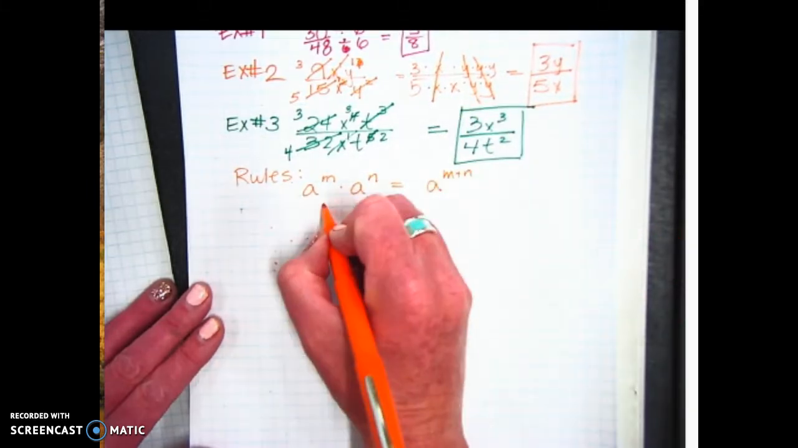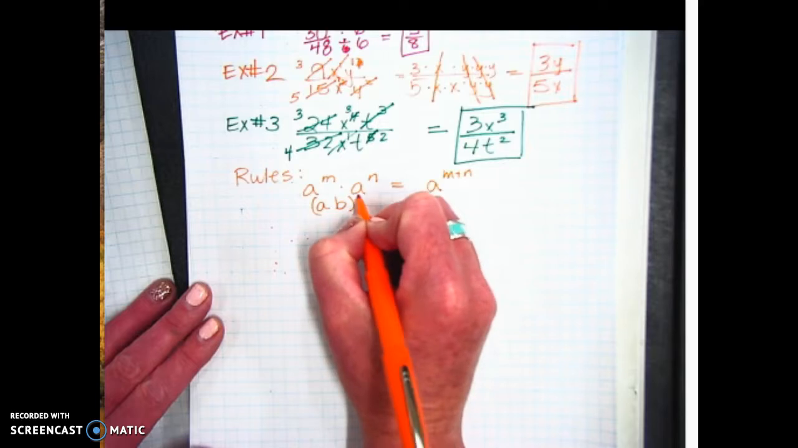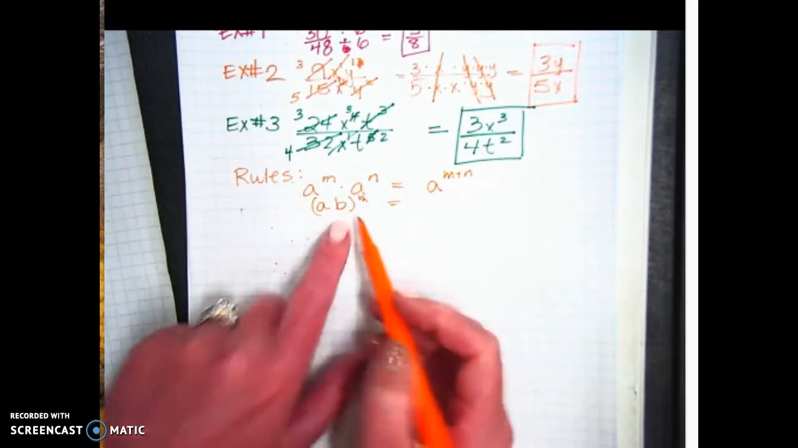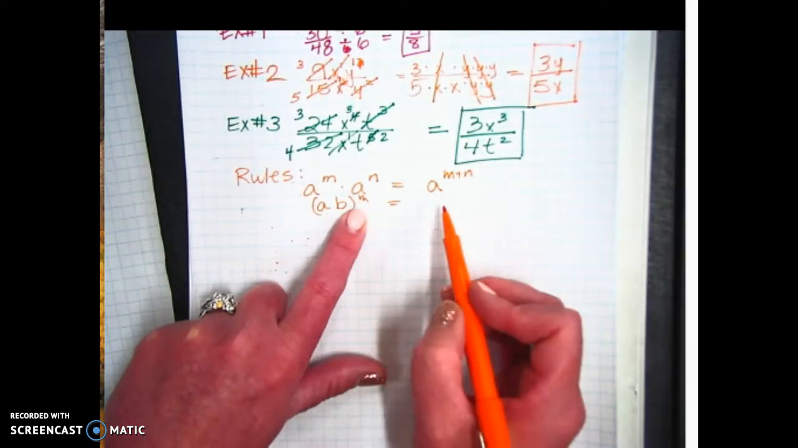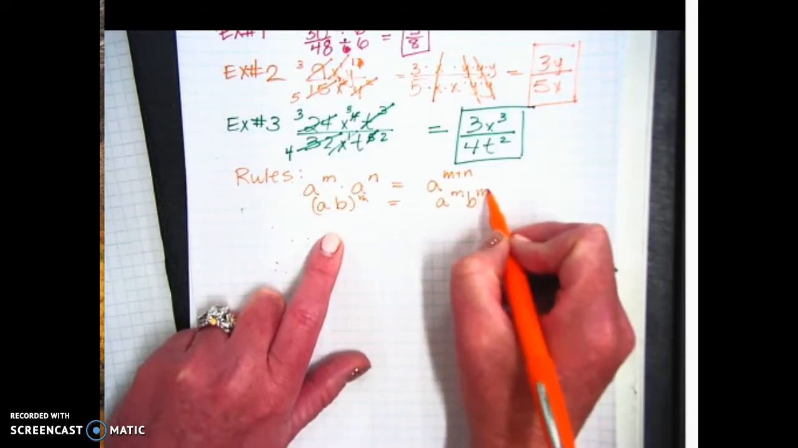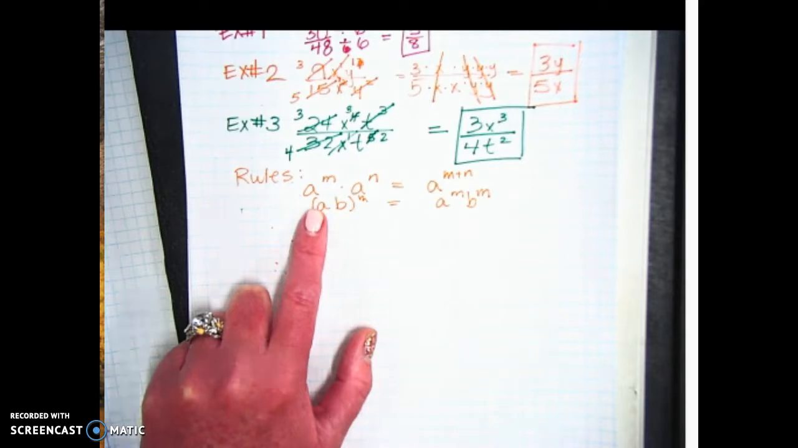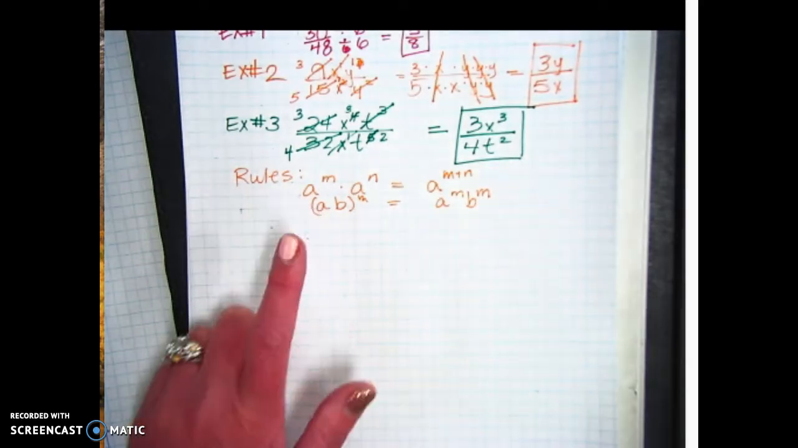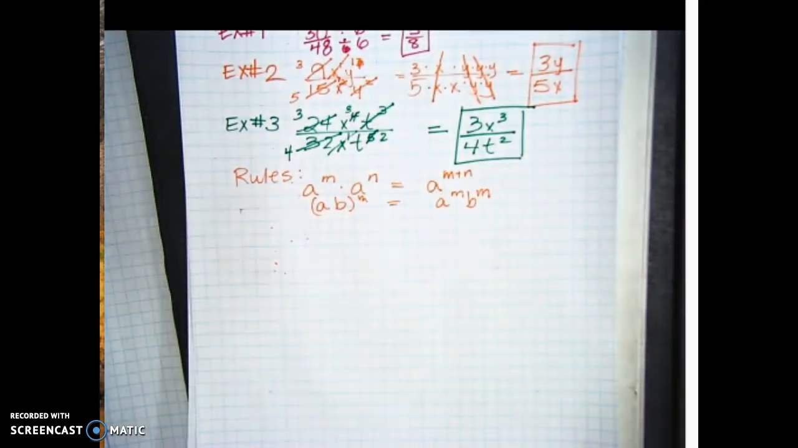AB to the power of m. Make sure each of the parts inside the parentheses goes to that power, so you're going to have a to the m, b to the m. Even if you have a numeric part, like a coefficient or a is a number, make sure the numeric part goes to that power as well.